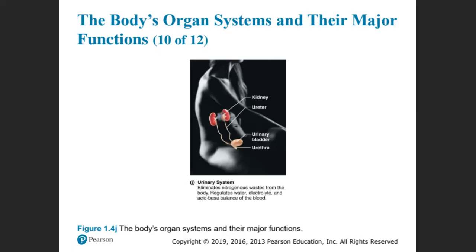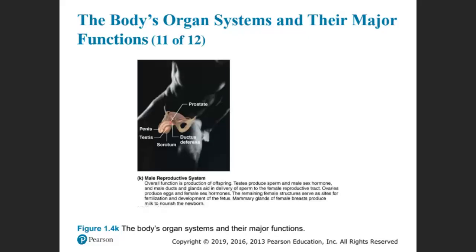The urinary system is also responsible for excretion along with the digestive system, and it's also responsible for water and electrolyte and acid-base homeostasis. The respiratory system also plays a big role as a physiological buffer system.